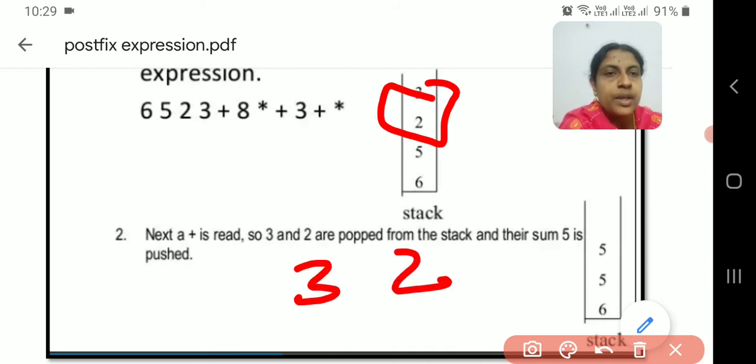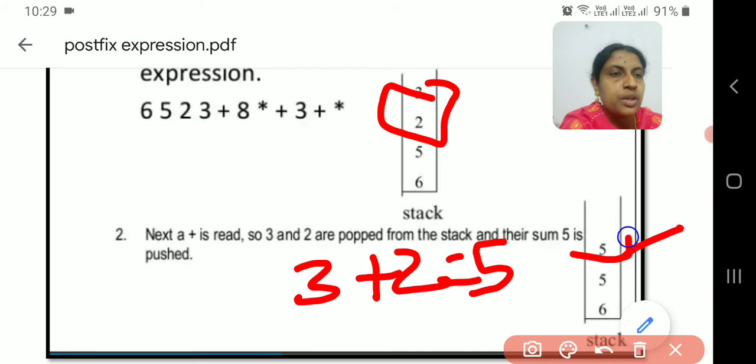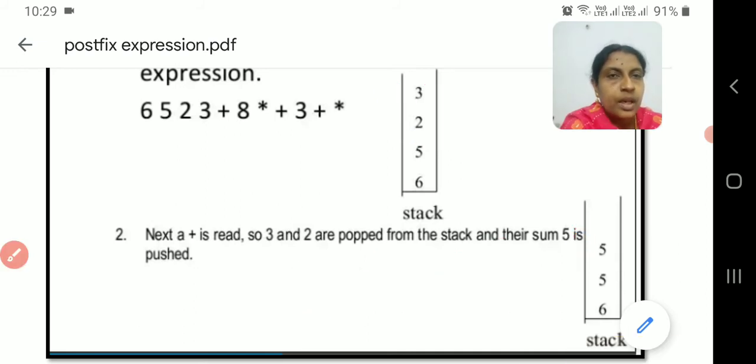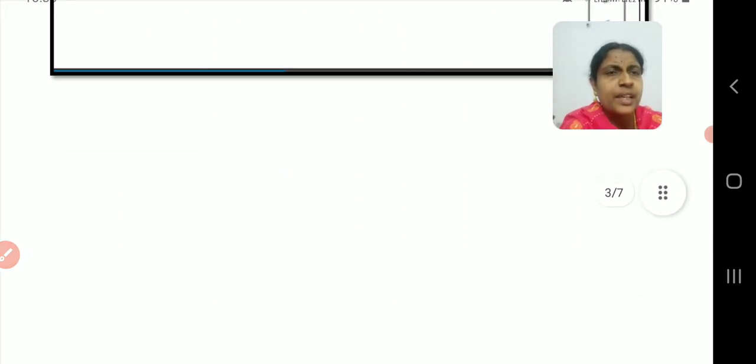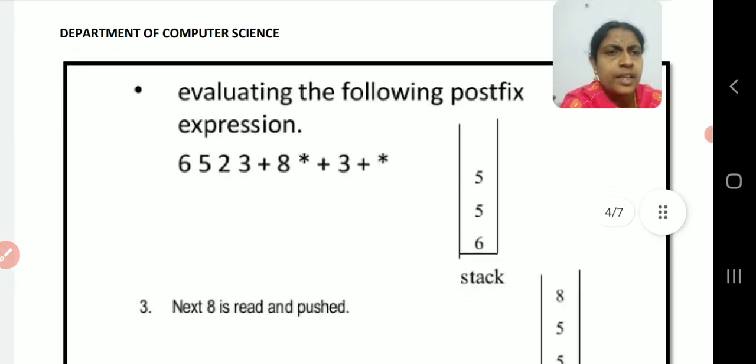And what is the operator used? Plus. You will get 5. So 3 and 2 will be removed and 5 will be entered. That is what we have received here. Got it? Now plus is over, 8 has to enter. Directly enter the 8 into it.